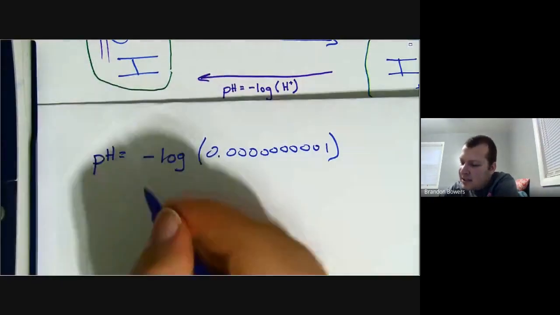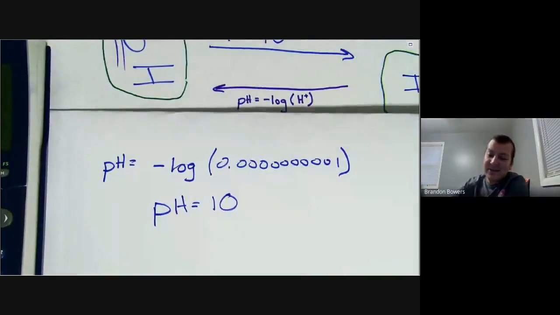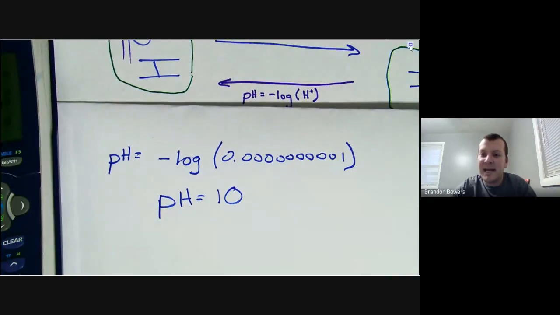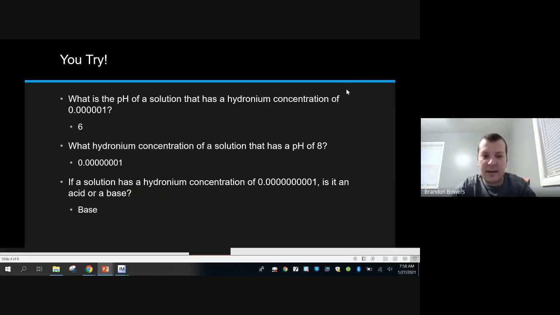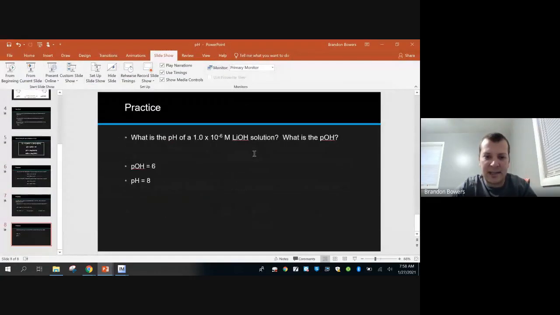Now, if my pH is equal to 10, is that an acid or a base? Well, that is a base. All right, that would be a base. And that's the correct answer. All right, now the rest of this is just practice.